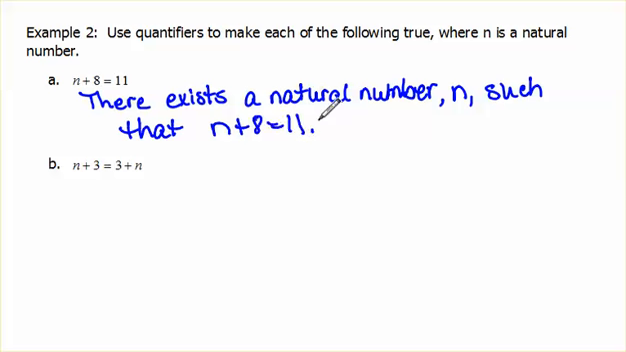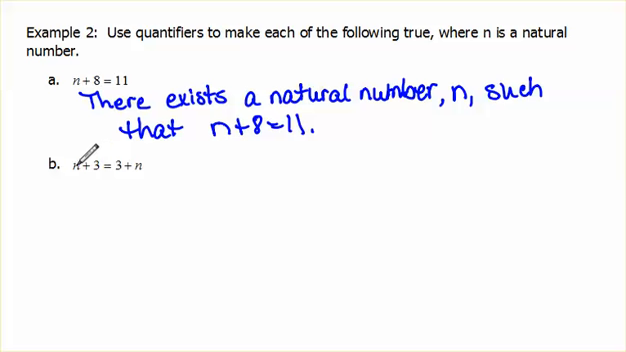That's what we're talking about when we say use quantifiers to make each of the following true. I mean, n plus 8 equals 11 is true if and only if there exists a natural number n such that n plus 8 equals 11.